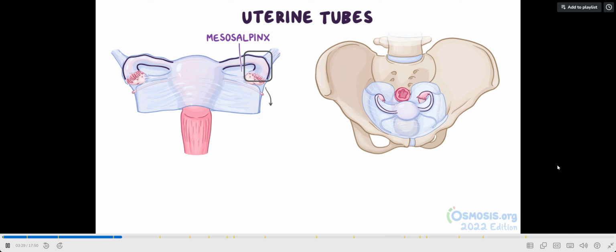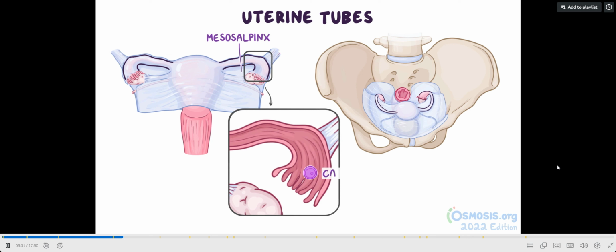The uterine tubes have two main purposes. First, they carry the ovum from the peritoneal cavity near the ovaries to the uterine cavity. Second, they form a space for the fusion of egg and sperm, a process called fertilization.